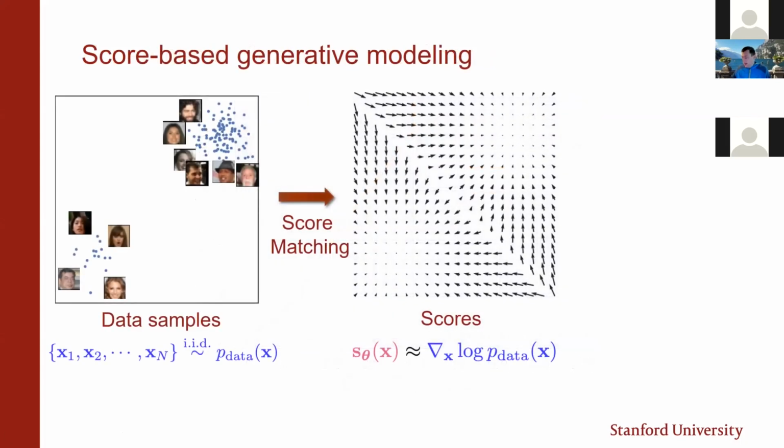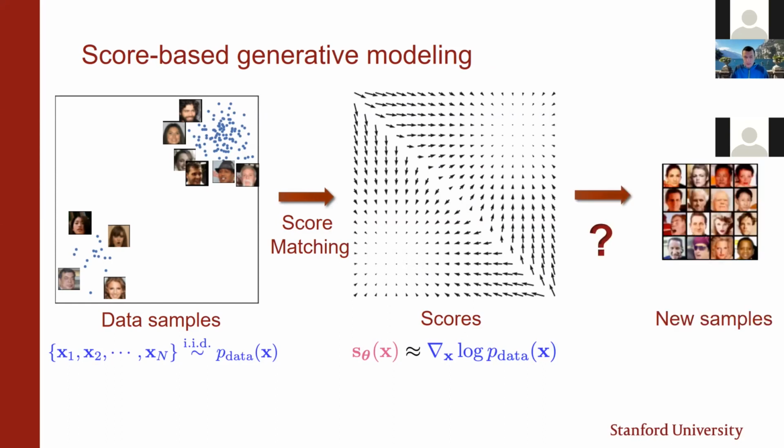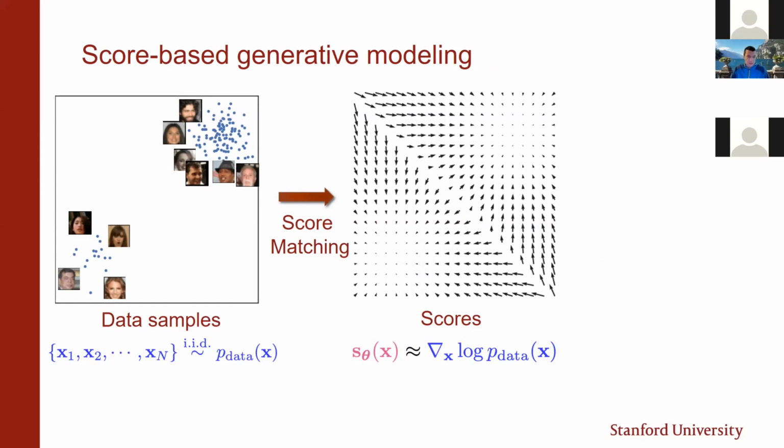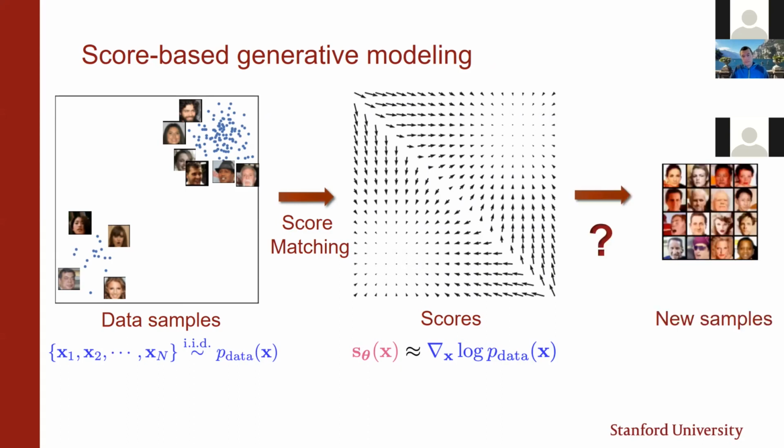Now that we have solved this problem of estimating the scores, we can finally build a generative model. So the pipeline is something like this. We start from some data samples from some unknown data distribution. And then we use slice score matching, or alternative methods like denoising score matching, to try to estimate the true underlying vector field of scores and come up with this model, which should hopefully be a good approximation of the true vector field.